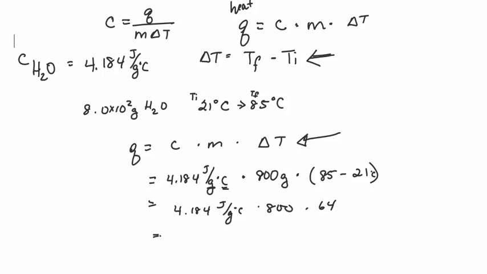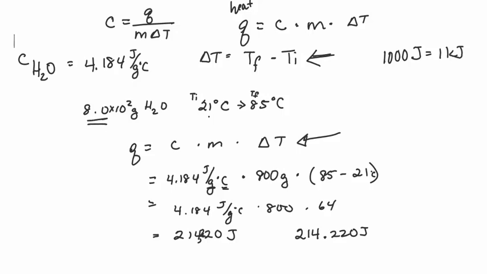I get 214,220 joules. This is a case where it would be better to report kilojoules. Now remember the prefix kilo means 1,000. So there are 1,000 joules in 1 kilojoule. So I move my decimal place over 3 and I get 214.220 kilojoules. But looking up here, I had 2 significant digits here and I have 2 significant digits here. So I would say this would be 210 kilojoules is what we would report.